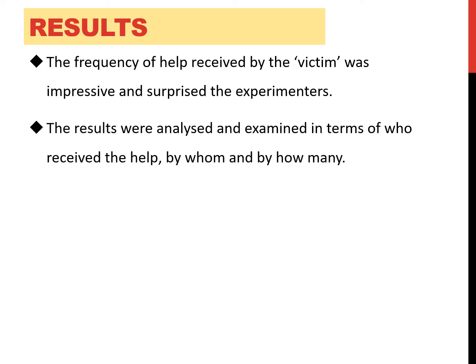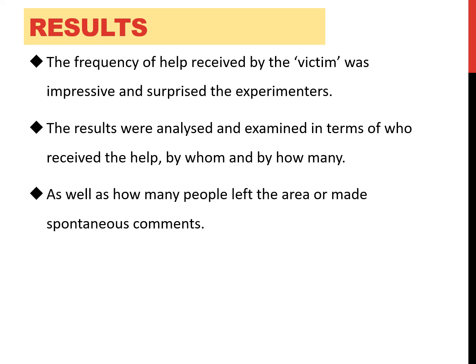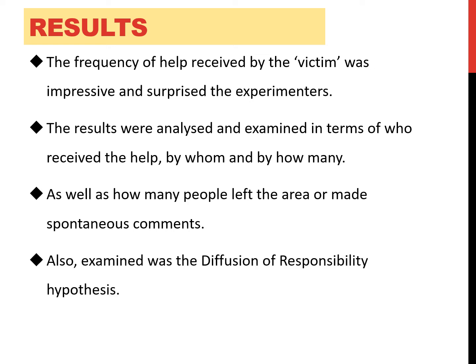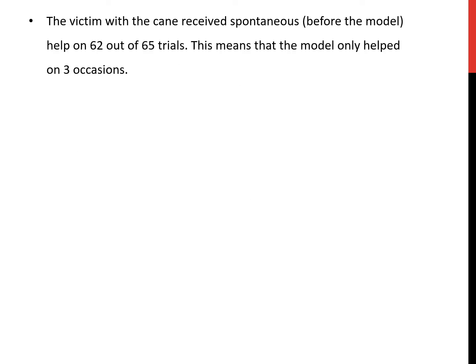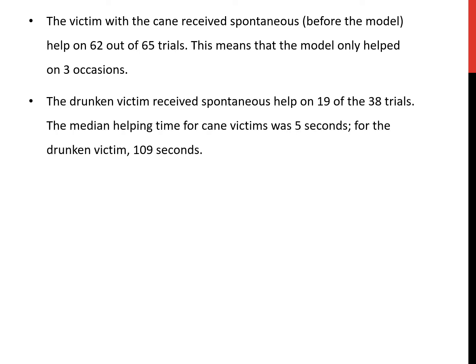The results were analyzed and they examined how many received help, by whom, and how many. So they also collected how many people left the area or made spontaneous comments, and they also examined their diffusion of responsibility hypothesis. Now, the victim with the cane who was ill received more help. Out of 65 trials, they received help 62 times. So the model only had to help on around 3 occasions. For the drunk victim, out of 38 trials, they were only helped 19 times.